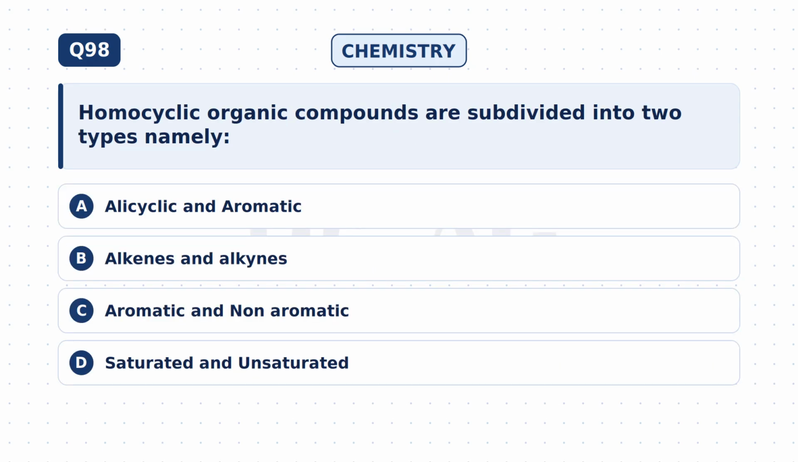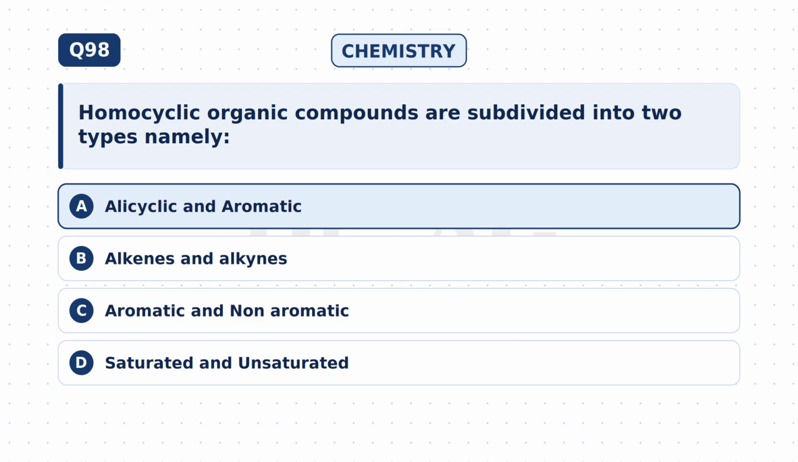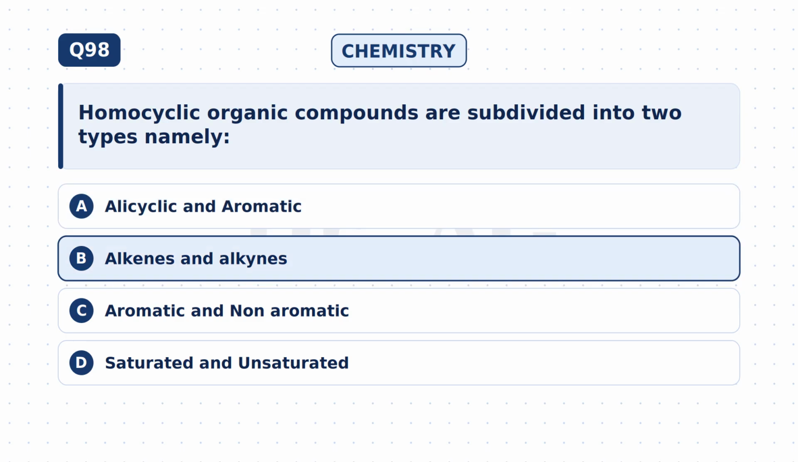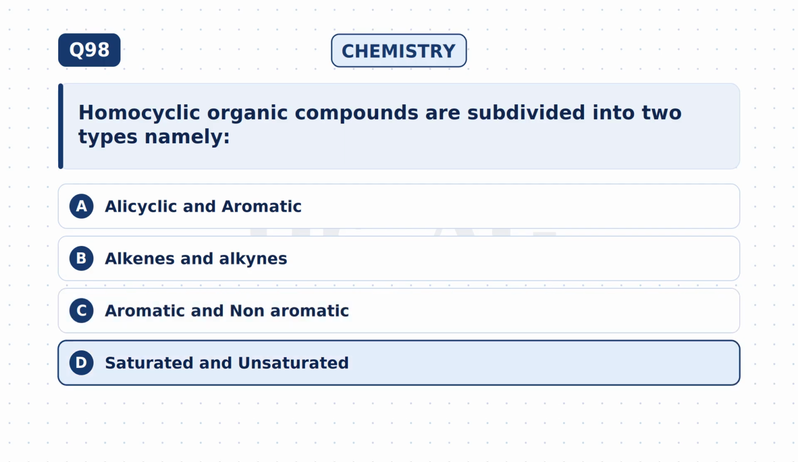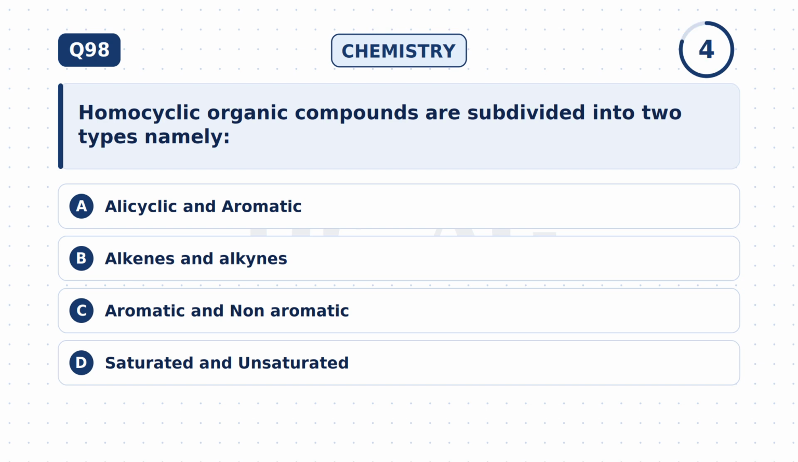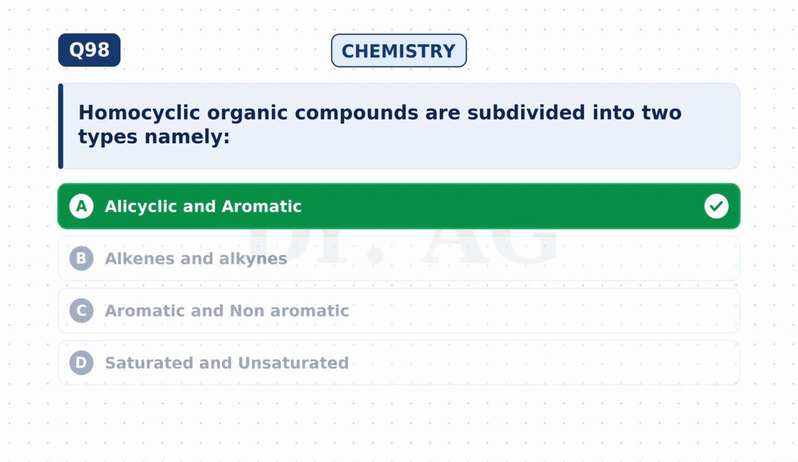Question 98. Homocyclic organic compounds are subdivided into two types, namely Option A, alicyclic and aromatic. Option B, alkenes and alkynes. Option C, aromatic and non-aromatic. Option D, saturated and unsaturated. The correct answer is A, alicyclic and aromatic.